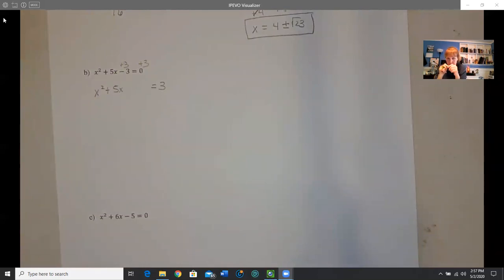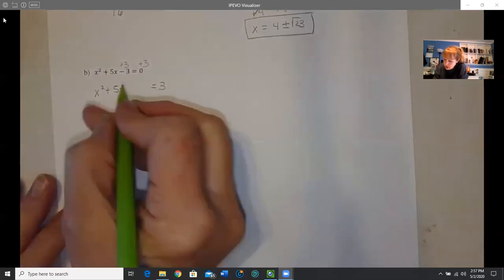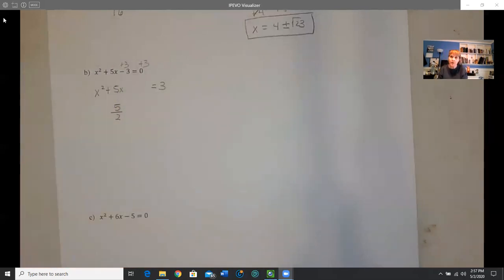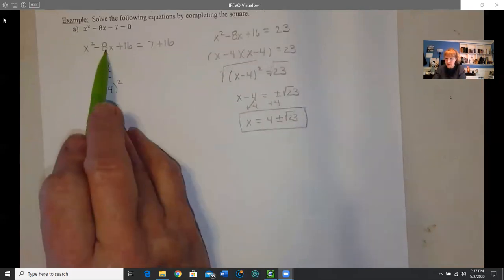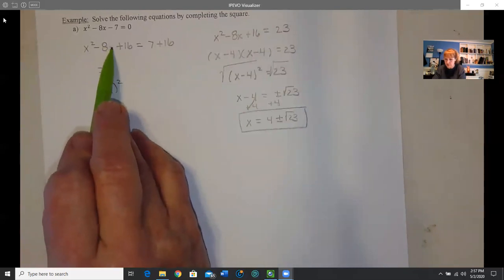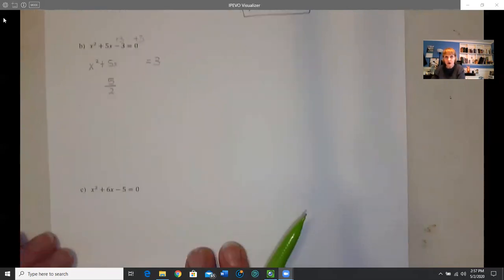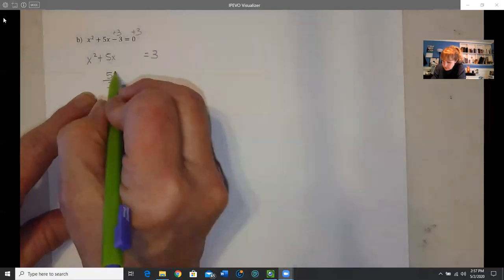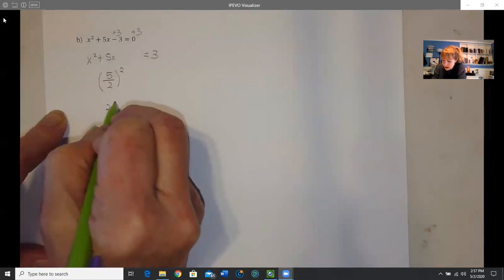We have our term, our 5 here, our coefficient in front of our x to the first. We take that and we divide it by 2. Well, rats, it doesn't go in there evenly. Like the last one, we took the coefficient of our linear term and we ended up with a whole number. That was nice, -4. But we don't end up with a whole number. So we're going to leave it as a fraction, and we're going to square it. And we're going to get 25/4.